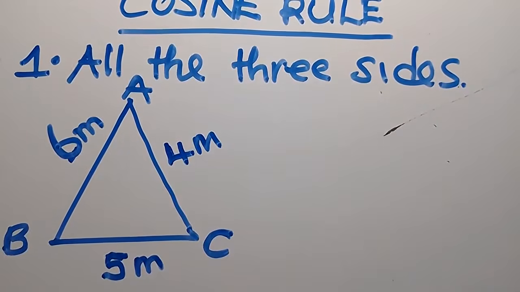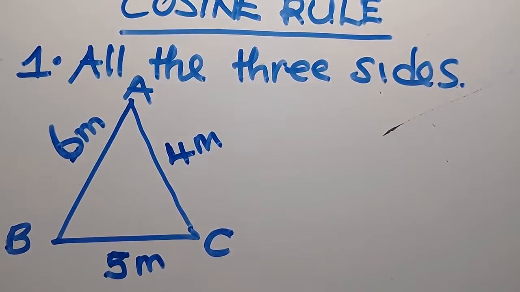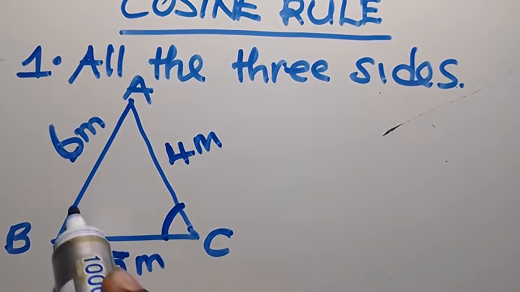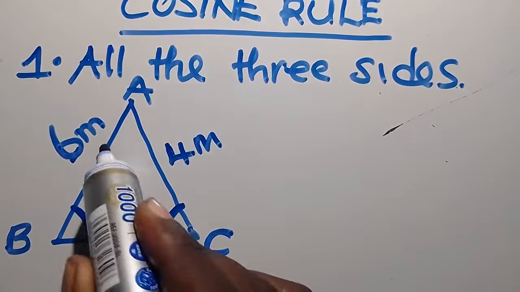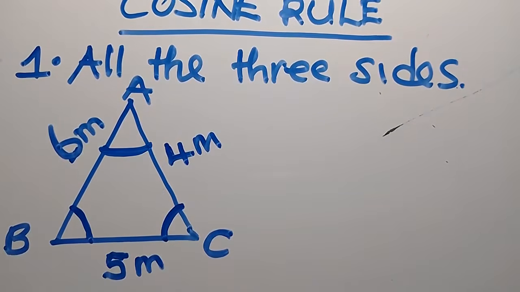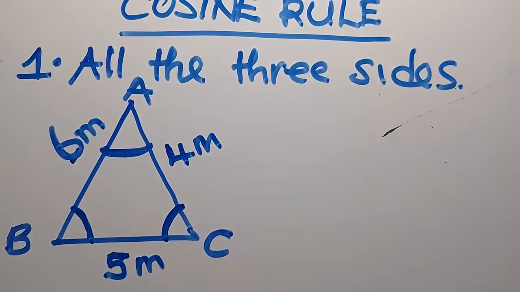There is a specific formula that you need to know. When all the three sides are given, you'll be asked to find an angle: the angle that is there, or the angle that is there. Remember this: when all the three sides are given, they will ask you to find an angle.